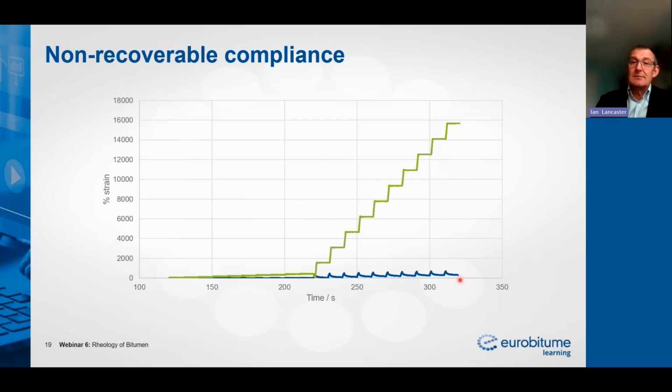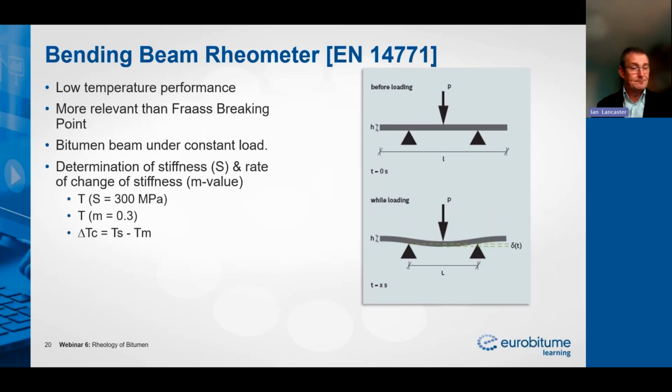The blue line is the behavior that we get from a polymer modified bitumen. And here you can see the load is applied, the load is taken off, the recovery is much more complete, same scale, much more complete. So you can see over a number of different cycles, we're not building up anything like the same amount of non-recoverable strain, or what we call non-recoverable compliance, in a polymer modified bitumen as we are with a paving grade bitumen. And the lower the non-recoverable compliance we have, the better the performance will be out in service.